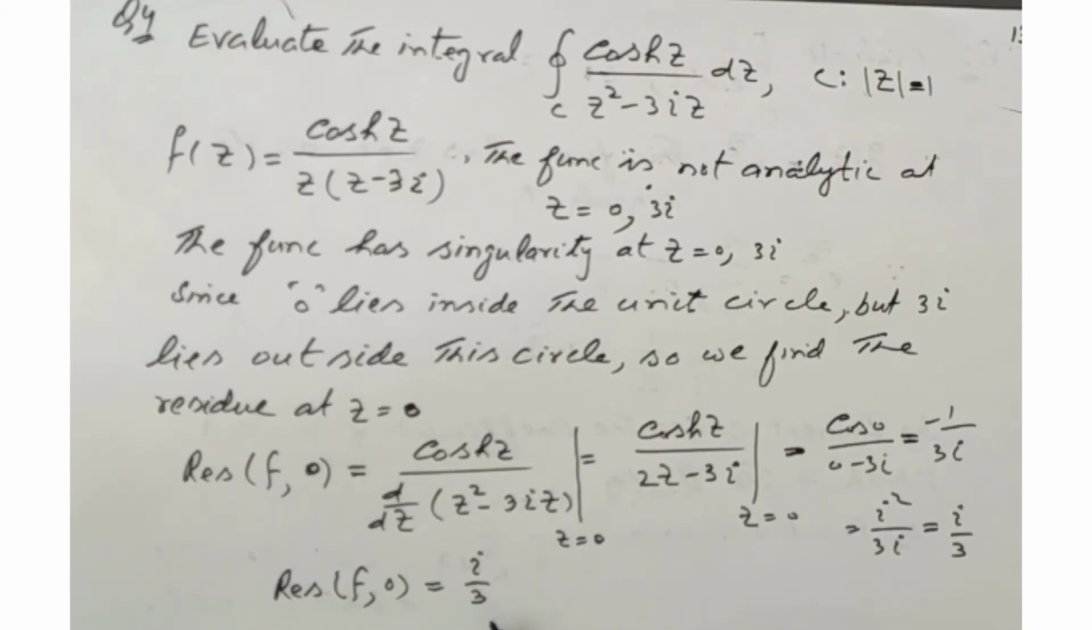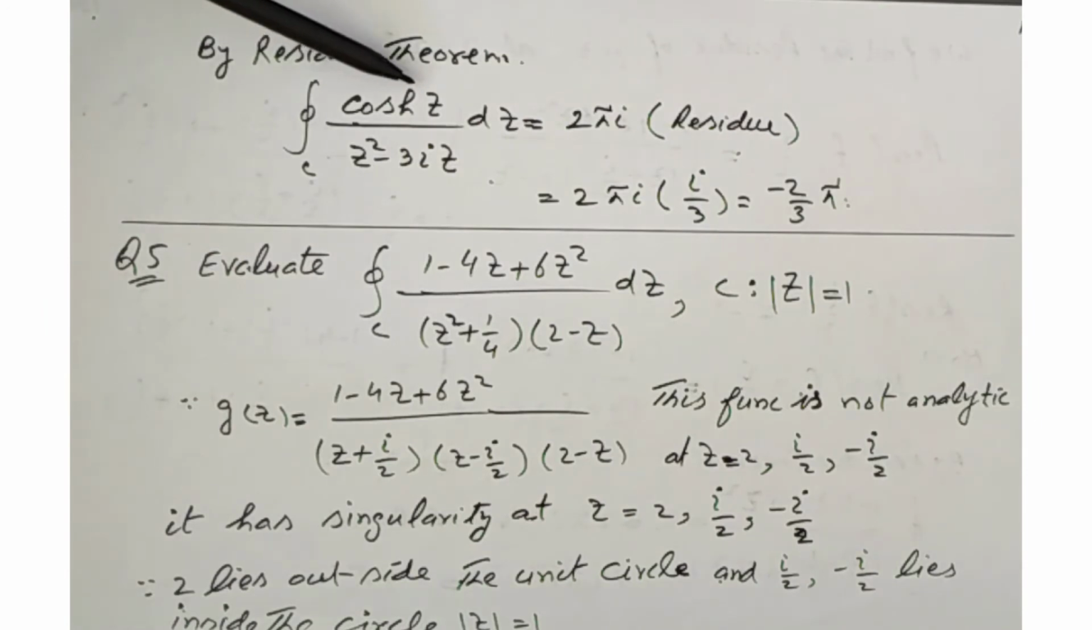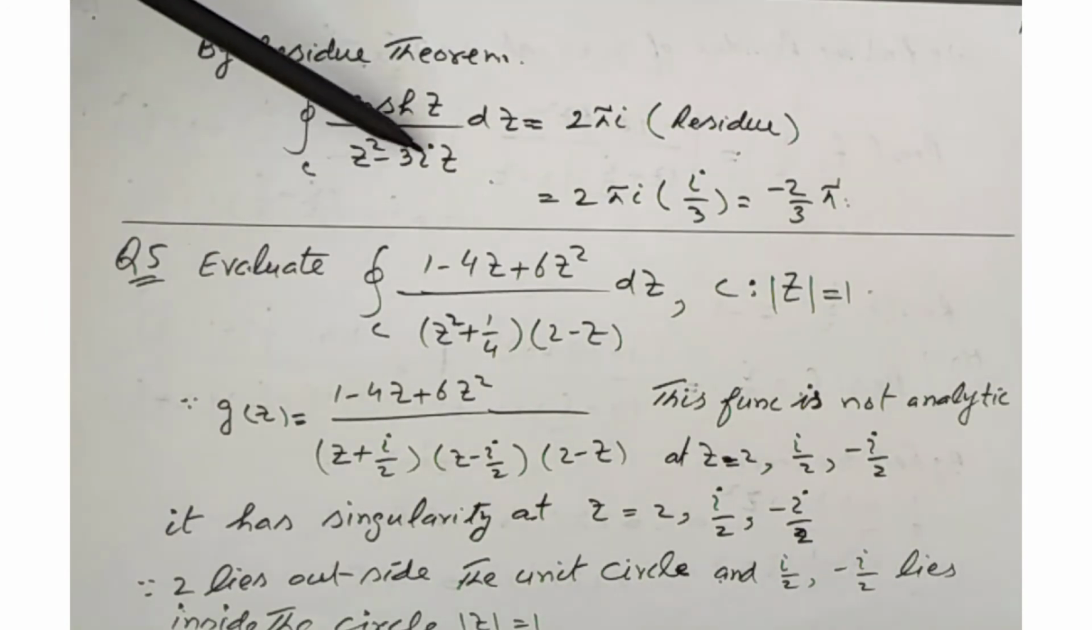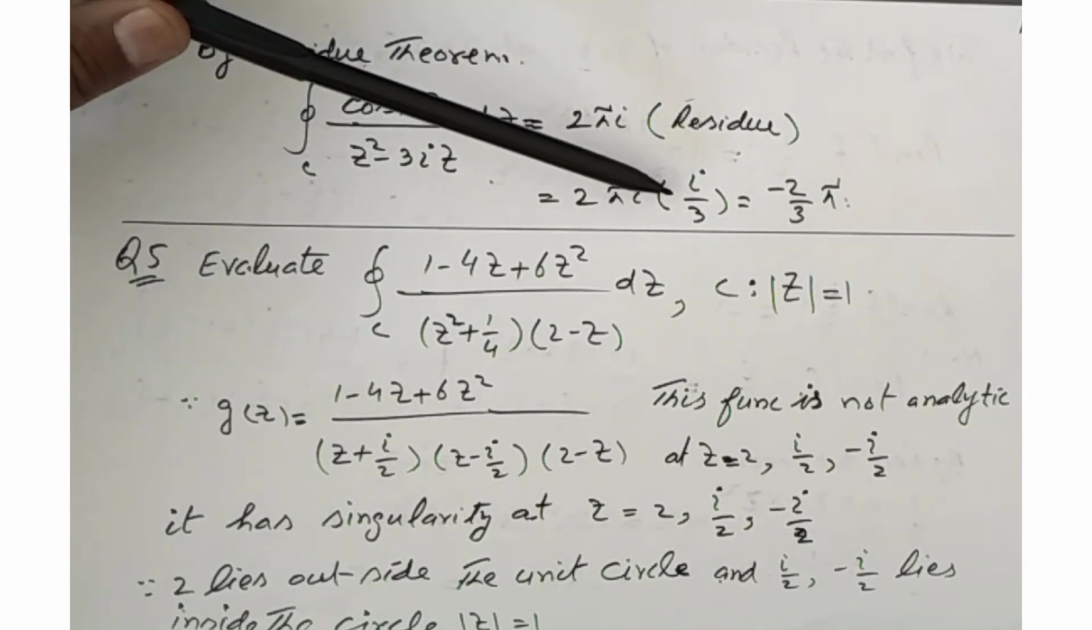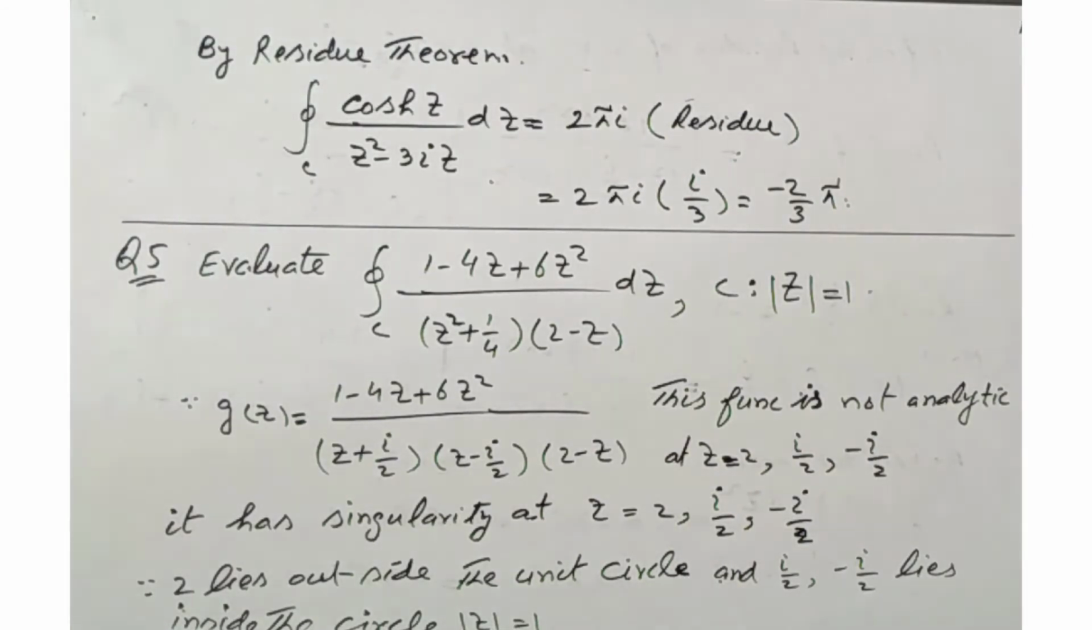Now we apply the residue theorem. By residue theorem, the integral of cos hyperbolic z over z square minus 3 iota z dz equals 2 pi iota into the residue. The residue was iota by 3, so we have minus 2 pi over 3. This is the value of the integral.